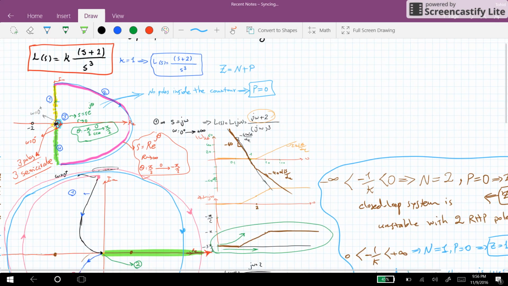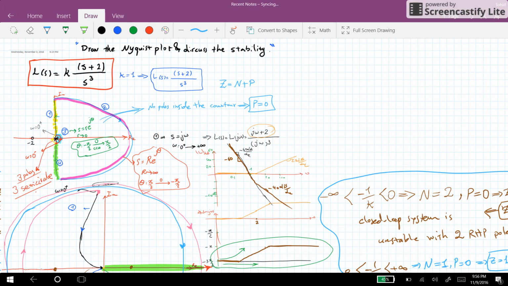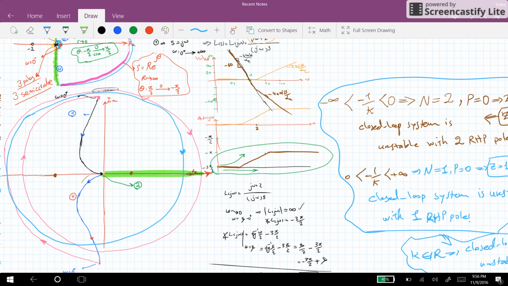Okay, so I think that's all for this video. I hope you have learned how to draw the Nyquist plot, especially when there are some poles at the origin. And then you have learned how to discuss the stability of the closed loop system based on the Nyquist plot that you get for the open loop system.